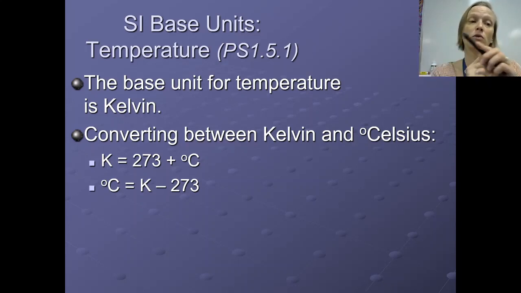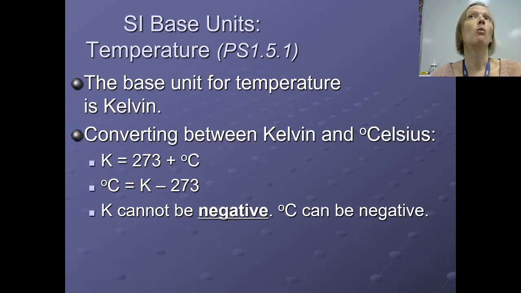Or if you need to work in reverse, if you know the temperature in Kelvin and you want to find out the temperature in degrees Celsius, you do the Kelvin minus 273. So 273 is the number that you need to add or subtract in order to convert between Kelvin and degrees Celsius. Now, one thing that might help you make sure you're going in the right direction.